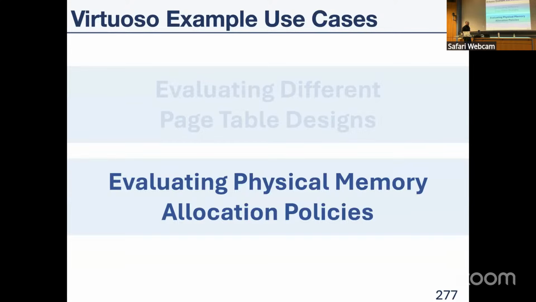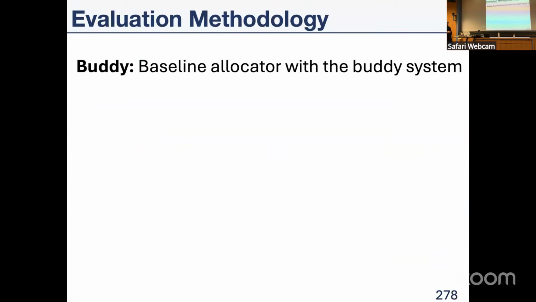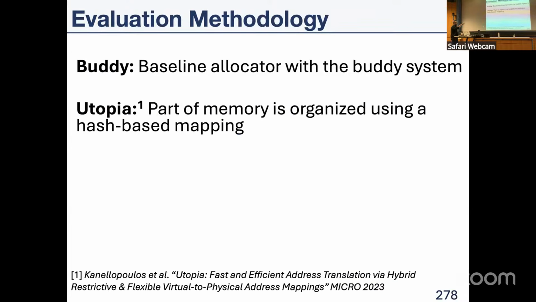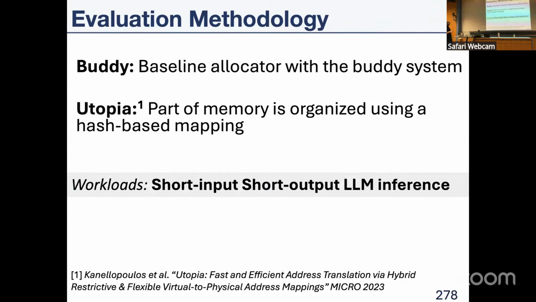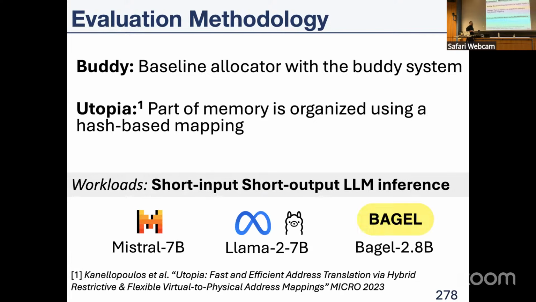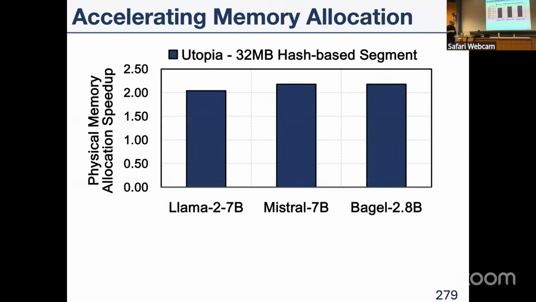So the second use case is about evaluating physical memory allocation policies. Our evaluation methodology is the following here. We have the baseline allocator with a buddy system, and we have Utopia. In Utopia, we have part of the memory organized with hash-based mapping. This is the restrictive segment I talked about before. And as workloads, we have short input, short output LLM inference, for example. So we use Mistral, Llama, and Bagel in this context.